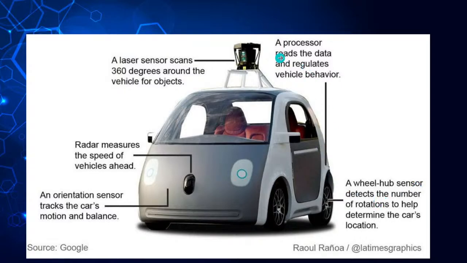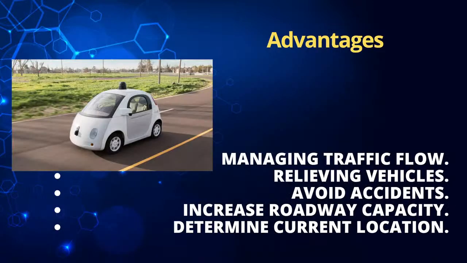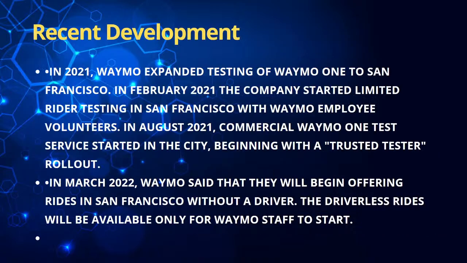Then a processor reads the data and regulates the vehicle behavior. Advantages: managing traffic flow, relieving vehicles, avoiding accidents, increasing roadway capacity, and determining the current location.